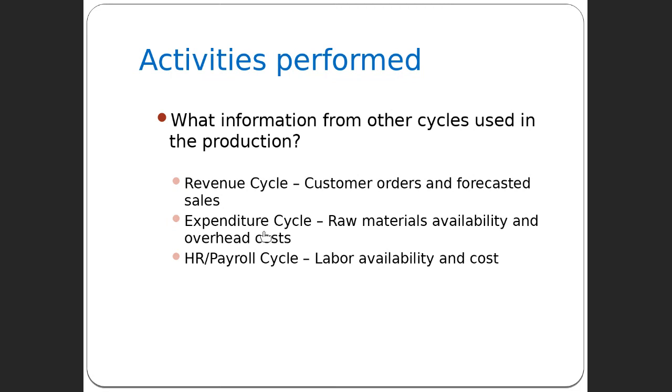Also, the expenditure cycle is responsible for paying all other bills. So the electricity bill, the payment for security services, all of these things are overhead costs. And the production cycle needs to know this from the expenditure cycle. So this information or this data comes from the expenditure cycle. And then the third set of information comes from the human resources or payroll cycle, where the labor availability and the cost of labor is provided.